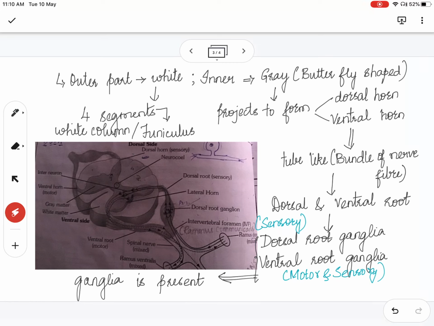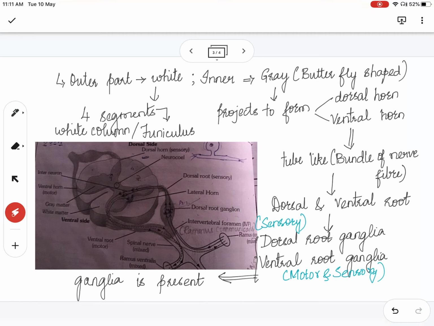Now, what do the outer matter and inner matter of our spinal cord comprise of? That is a very important question that you have to remember. The outer part of the spinal cord is white. If you can see over here, this is the white one, the one which I'm showing. The outer portion is basically white and the inner one is gray, and you can also see the representation of the gray is something like a butterfly shape. So the question can also come like this: what shape is it? It is butterfly shape. Which matter? Gray matter. Where is it located? On the inner side of it.